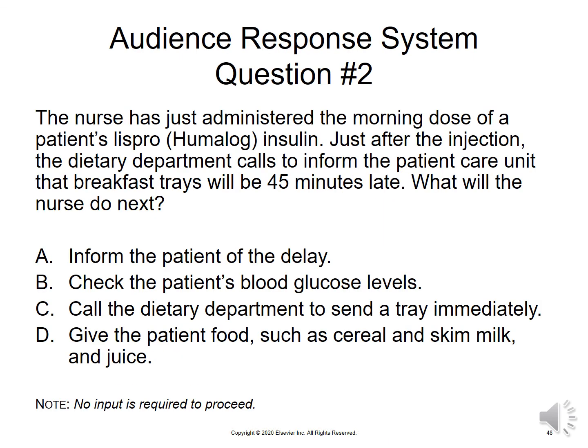Okay, the nurse has just administered the morning dose of the patient's Lispro, which is Humalog insulin. Just after the injection, the dietary department calls to inform the patient care unit that the breakfast tray will be late by 45 minutes. What will the nurse do? Just tell the patient about the delay, check the patient's blood glucose level, call the dietary department to send a tray immediately, or give the patient food such as cereal, skim milk, and juice. You're going to give them food.